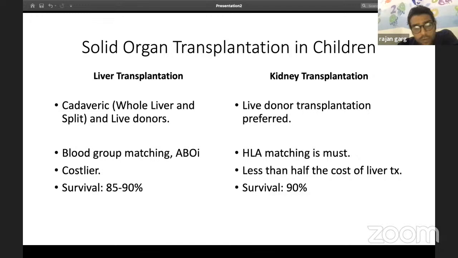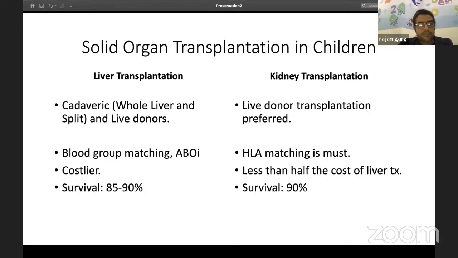So the thing is about the quality of life. Liver transplant and kidney transplant patients both get to have a good quality of life. The most important drawback is that the patients have to be on lifelong immunosuppression. It is just like somebody who develops diabetes or hypertension and has to take medicine lifelong. There is no other alternative to that. So it will be the same in cases of transplantation.